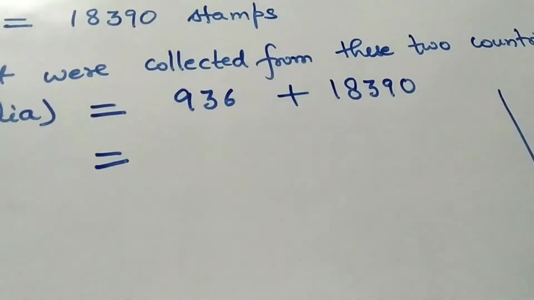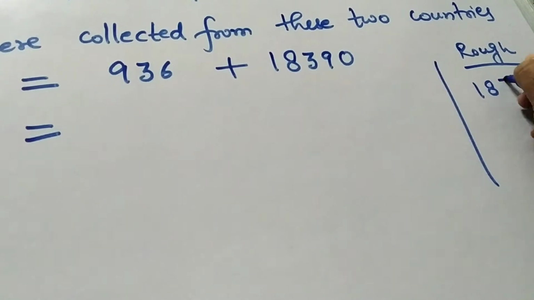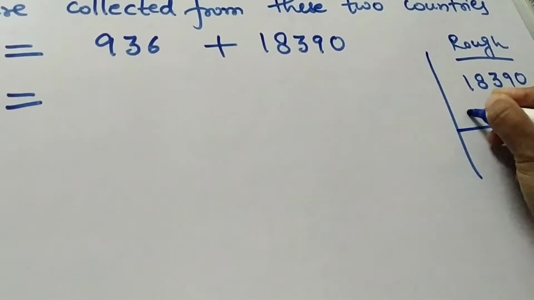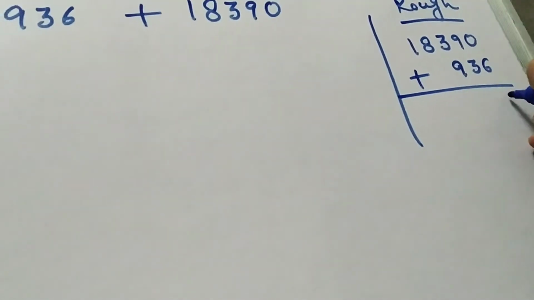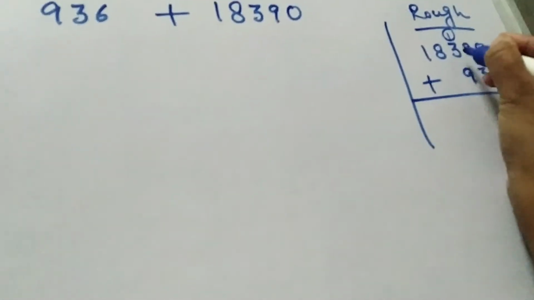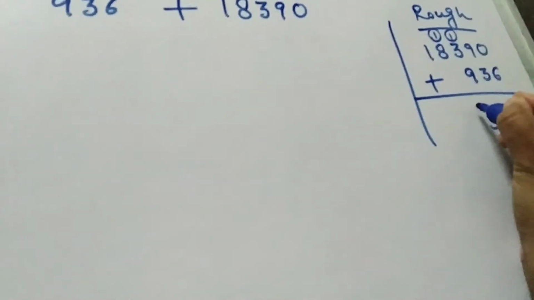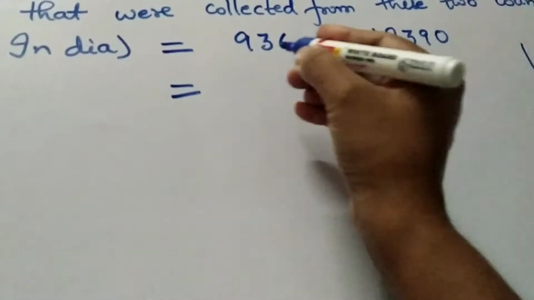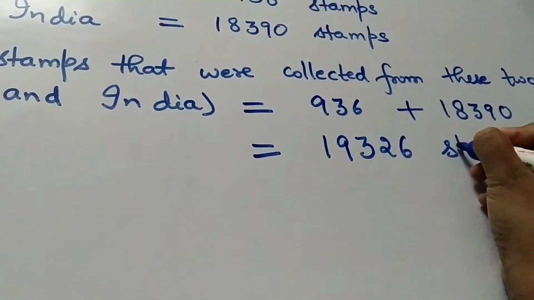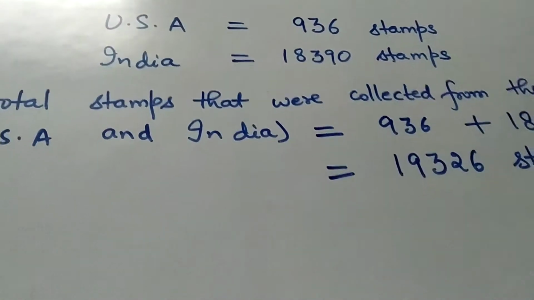How much is this total? We shall do the total here in rough. I will write the big number above so that there will be no confusion. Now let's add it. 0 plus 6, 6. 9 plus 3, 12. 1 carry. 1 plus 3, 4. 4 plus 9, 13. 3, 1 carry. 1 plus 8, 9, 1. So total he collected 19,326 stamps from India and USA, from these two countries.